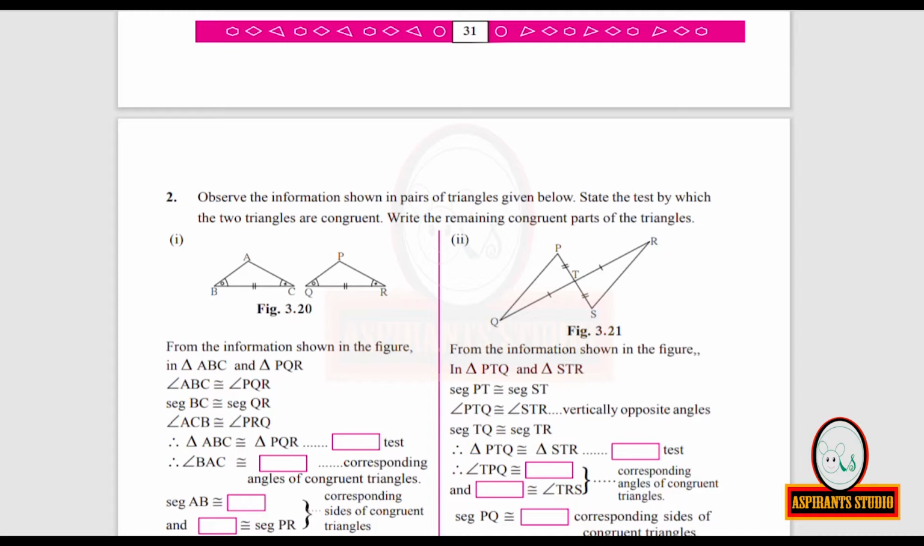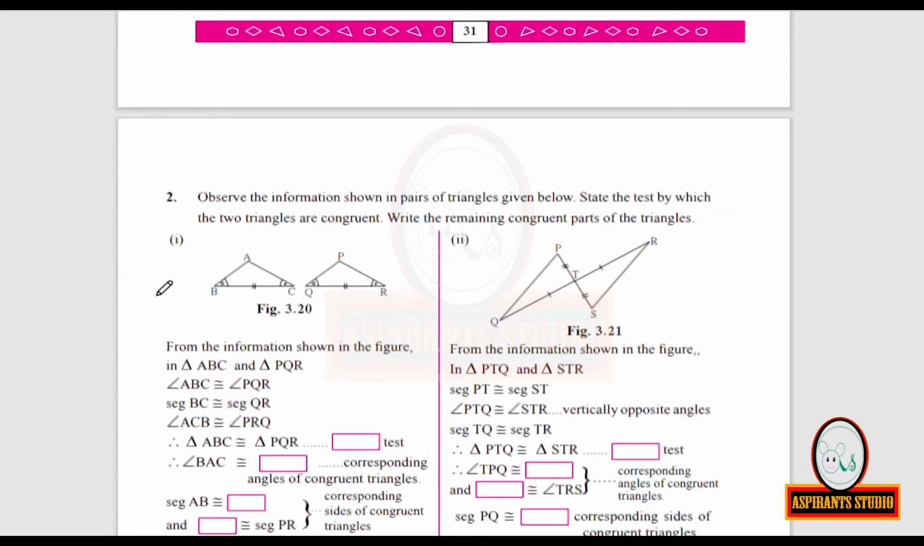Listen. Observe the information shown in pairs of triangles given below. State the test by which the two triangles are congruent. Write the remaining congruent parts of the triangles. Here we have to state the test by which the two triangles are congruent, and another question is also asked. You have to write the remaining congruent parts of the triangles. So there are two questions over here. Now look at the figure.